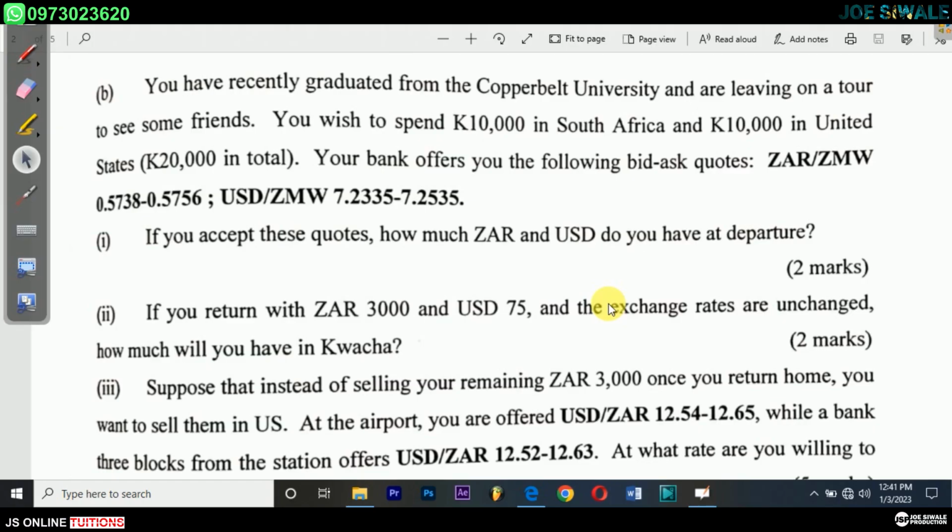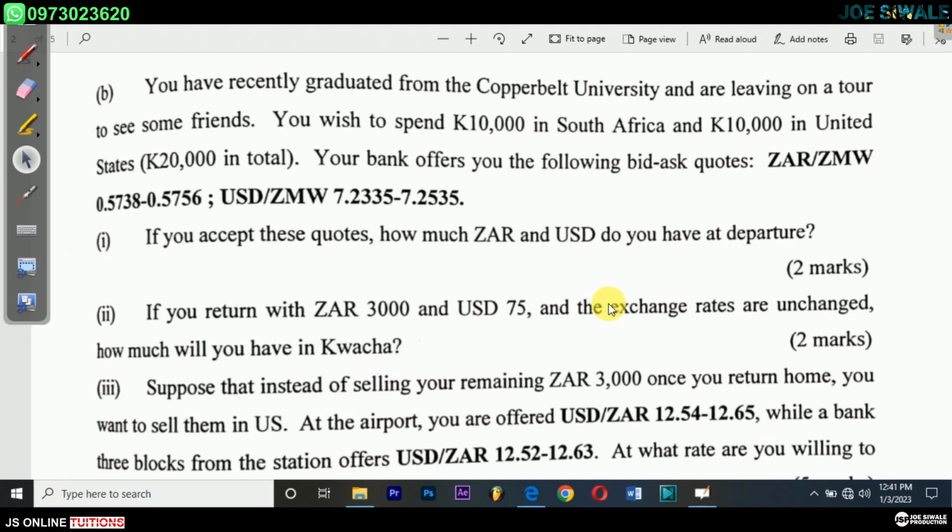Today we'll be looking at the solutions of international banking, and that's the BF 432 2019 sessional paper. Specifically, we'll be looking at question 1B, and this question is taken from foreign exchange markets. Before we go any further, make sure you download the question paper in the description section.